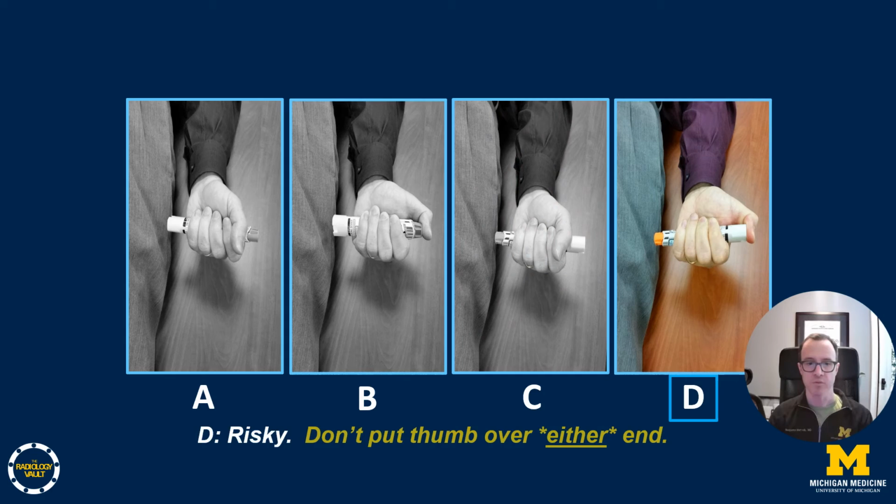D is okay but risky. Ideally, you do not put your thumb over either end of the device, just in case you happen to make a mistake.